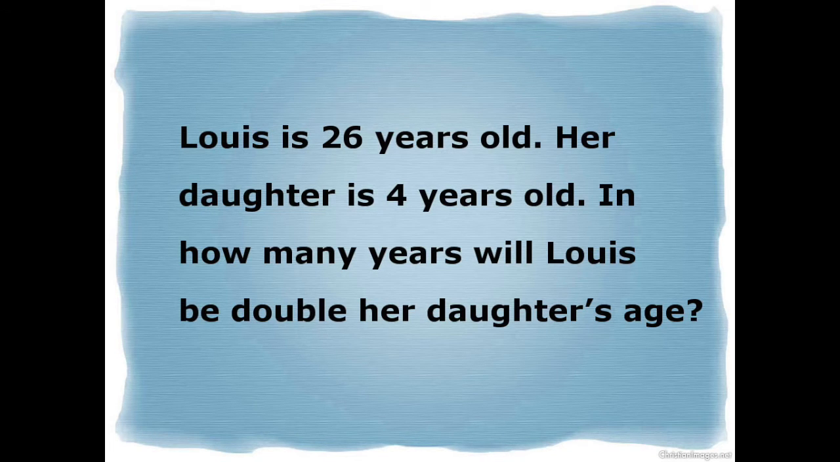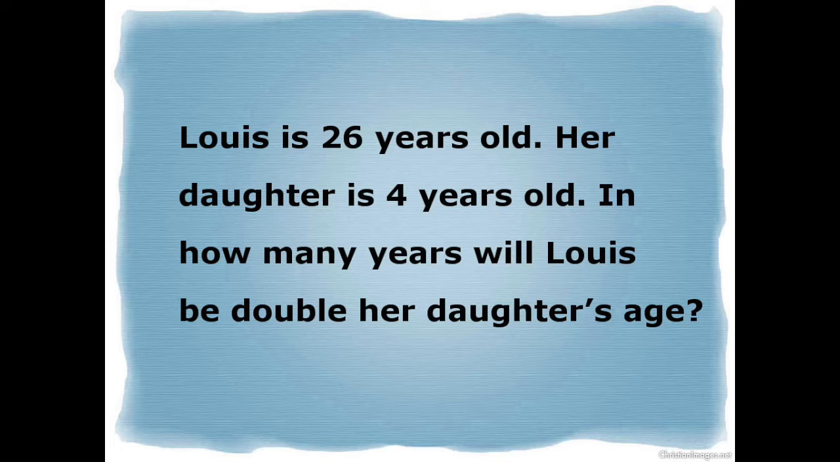Louise, he wrote Louis, but I think he means Louise. Louise is 26 years old. Her daughter is 4 years old. In how many years will Louise be double her daughter's age? Now that's interesting. In the previous problems, they asked what the ages were. In this problem, they tell us what the ages are. In the previous problems, they told us how far into the future or how far into the past we needed to go. In this problem, we're going into the future, but they don't tell us how far into the future.